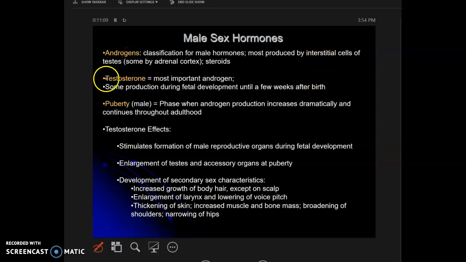The male sex hormones are the androgens, which are produced by the interstitial cells. Testosterone is a very important type of androgen. Now, some amount of testosterone is produced during the fetal development. You're looking at me and saying, are you crazy? No, I'm not. And why is this necessary? This is necessary, don't forget, for the descent of the testes.